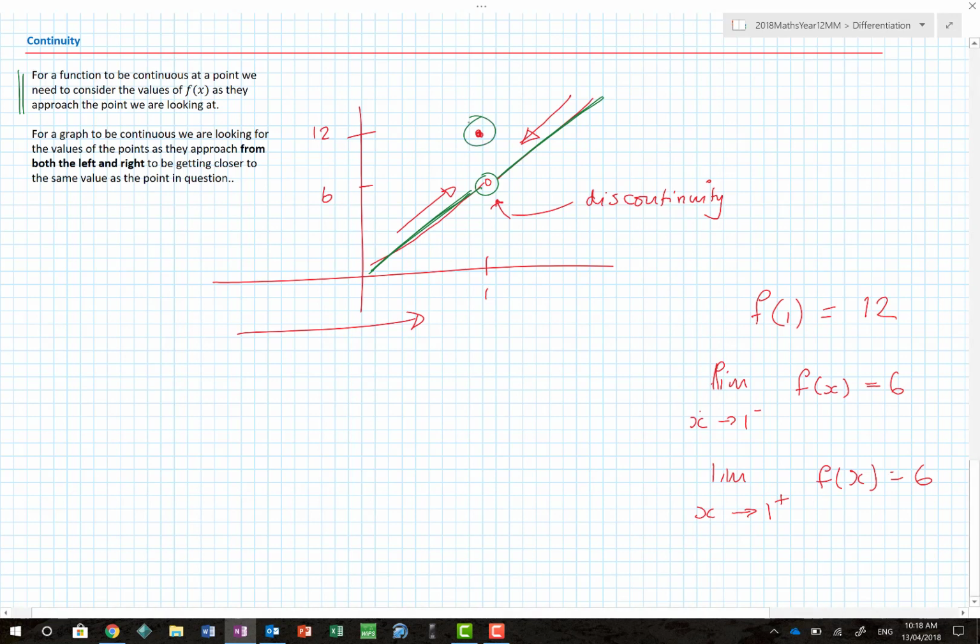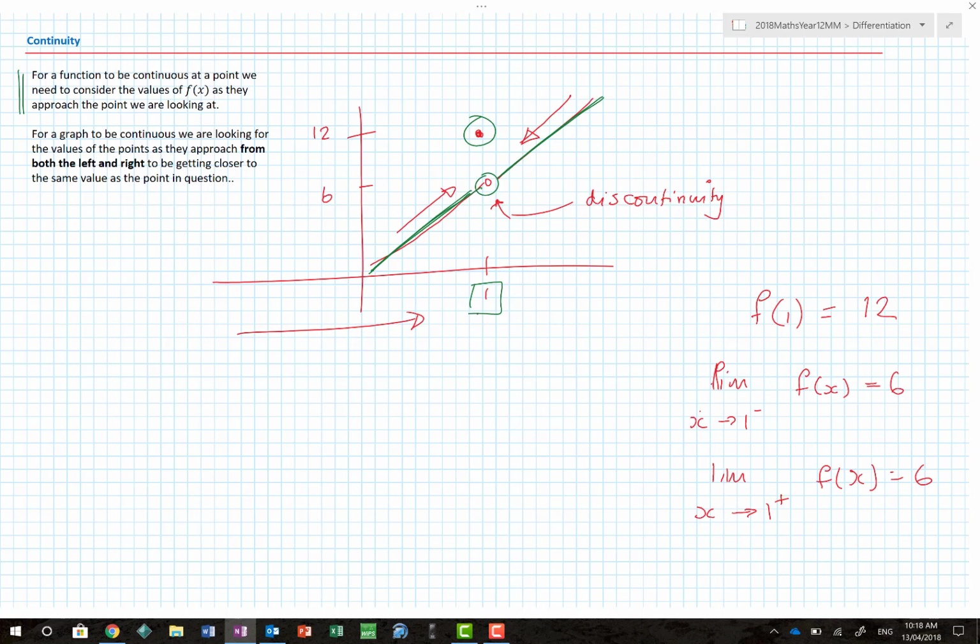What's this floating point all about? Well, basically, it's just saying that at that value, when I put x equals 1 into this particular equation, I don't get the value of 6, which is what I'm expecting. I actually get the value of 12. So what I'm suggesting is we now need to show an examiner, or we need to be able to use mathematical language to describe this discontinuity.